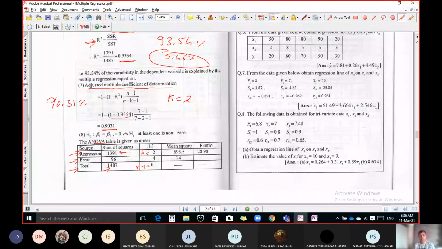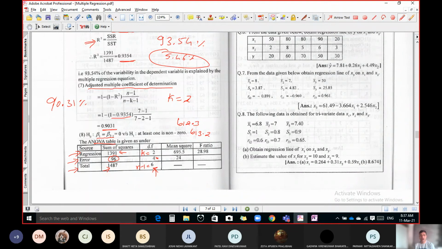Degree of freedom: total there are 7 observations, 7 minus 1, we get 6. How many regression coefficients here? There are 2 regression coefficients, B1 and B2, that is B12.3 and B13.2. So you have to write k equal to 2, and the difference of 6 and 2 is 4. This is nothing but the remaining part. The total of these two should be this one. We know the total and this, so subtract, we get this one. Similarly 6 minus 2, we get 4.